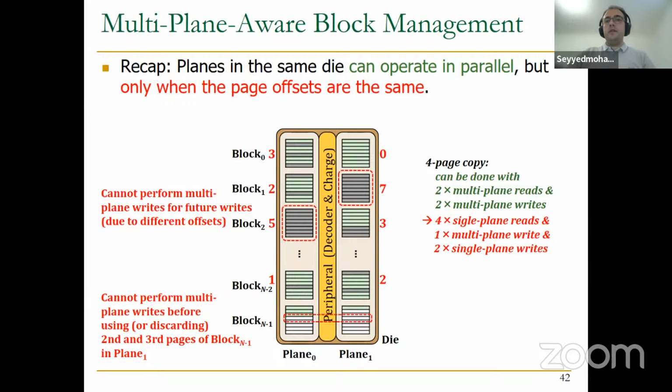And that's not the end of the story. After using block n-1, when the next active block becomes block 2 in plane 0 and block 1 in plane 1, then we cannot do multiplane operations either. So you can see that if the FTL is not aware of multiplane operations and does not perform multiplane-aware block management, we have overheads both in garbage collection and also in later writes.